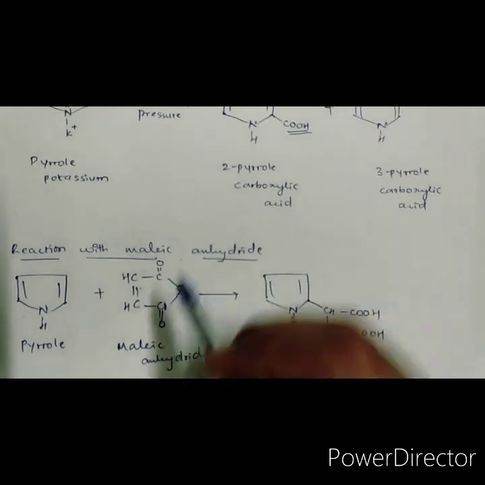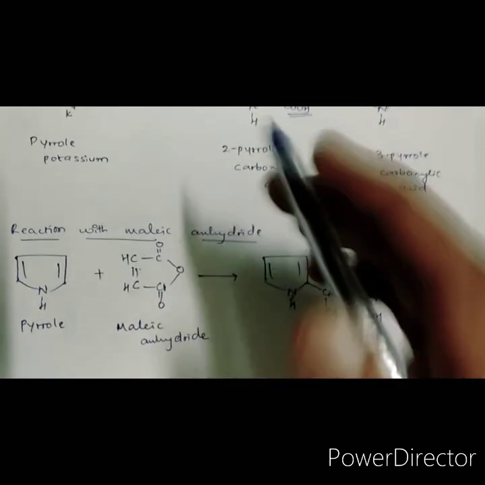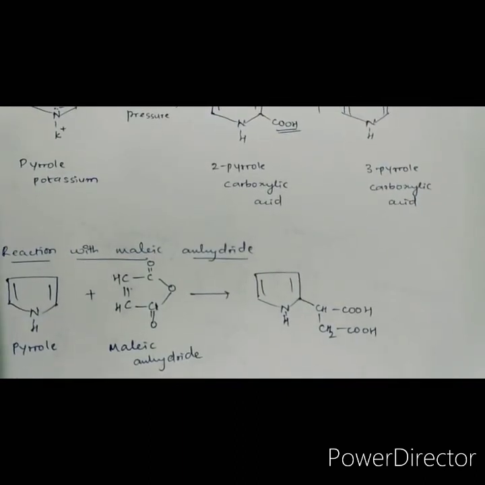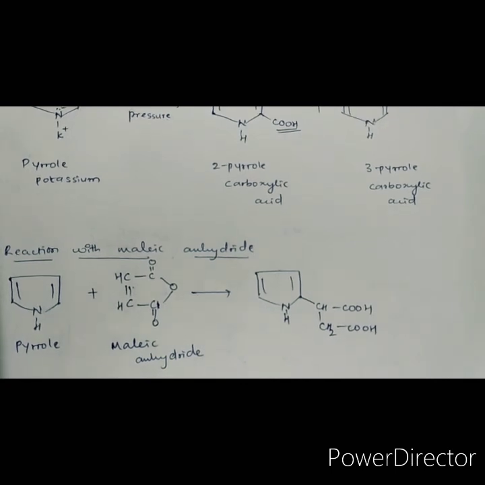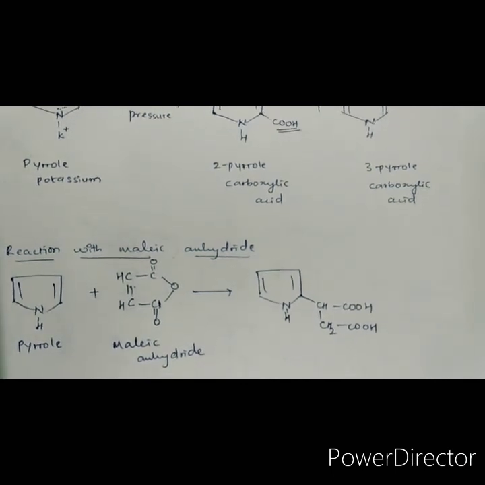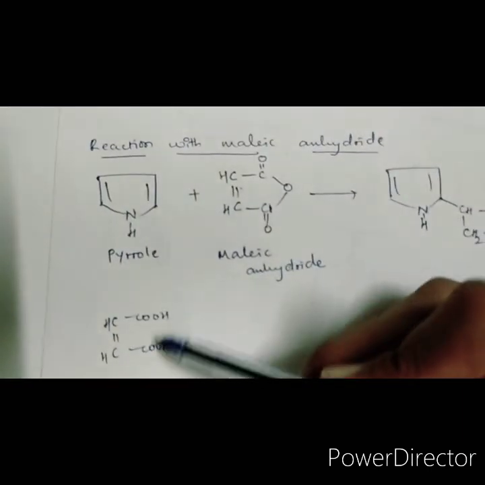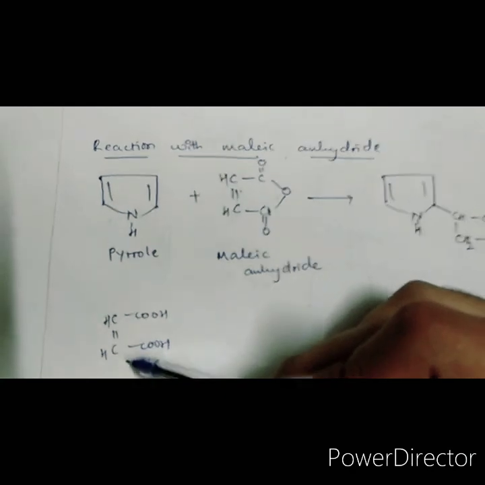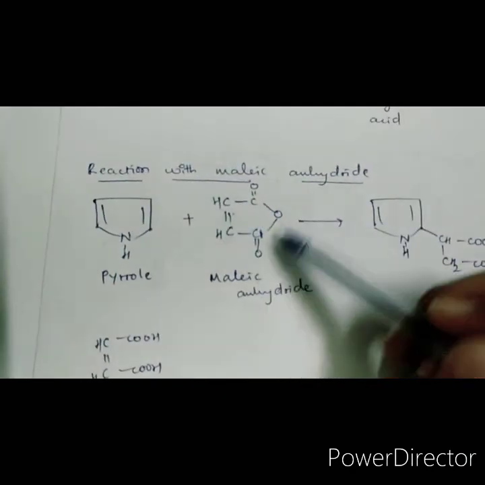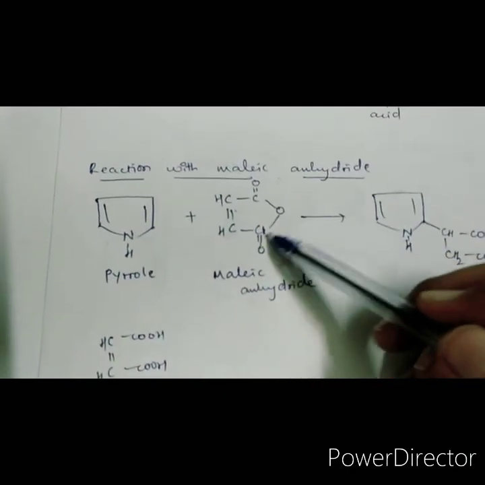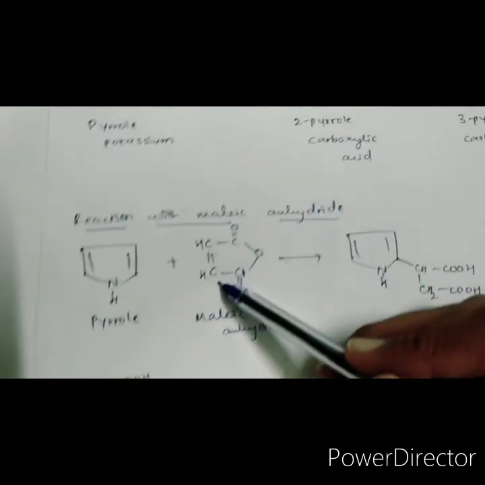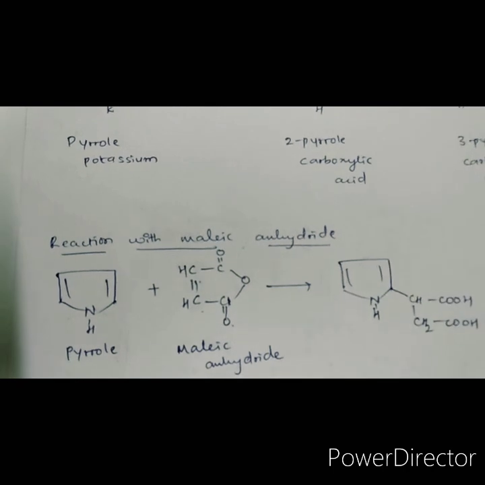You can see the structure of maleic anhydride. So the structure of maleic acid is this. You can see COOH, COOH, CH double bond CH. So this is converted into anhydride. You can see C double bond O, C double bond O, CH double bond CH. So this maleic anhydride reacts with the pyrrole and undergoes Diels-Alder reaction.